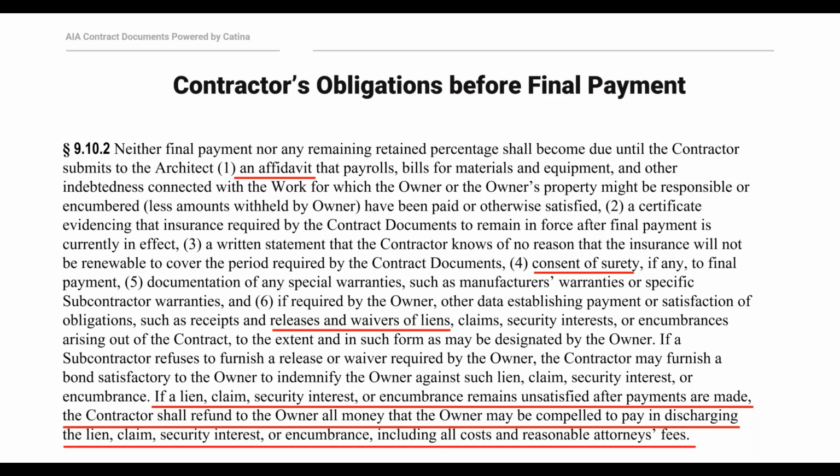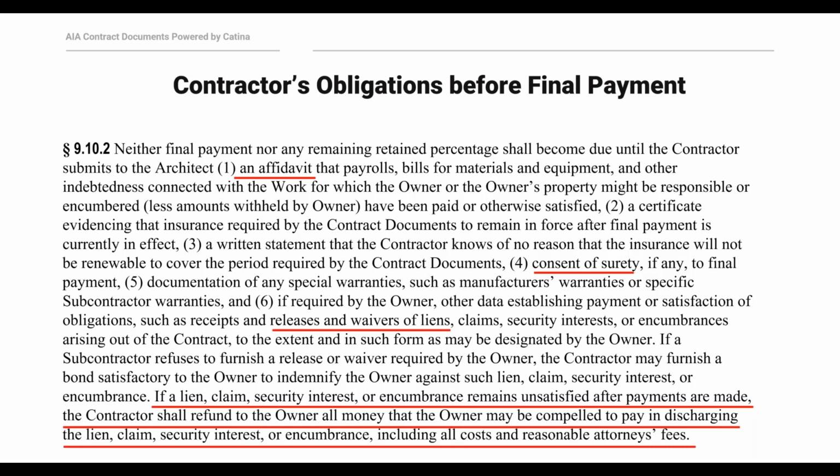It lists 6 things that a contractor must do before becoming entitled to final payment on the project. So the first thing that a contractor must do is execute an affidavit certifying that all bills and indebtedness on the project have been paid or satisfied. This requirement can be satisfied by using our G706 form that I'm going to be talking about a little bit later. The next 2 requirements deal with insurance coverages, and those are beyond the scope of this presentation, so I'm not going to go into those in any real detail.